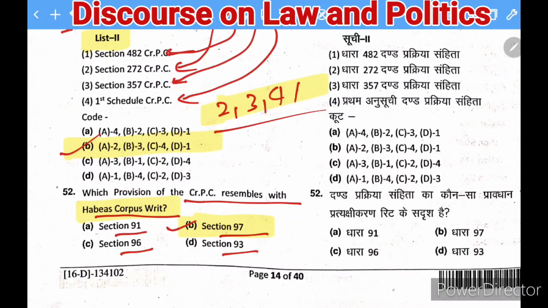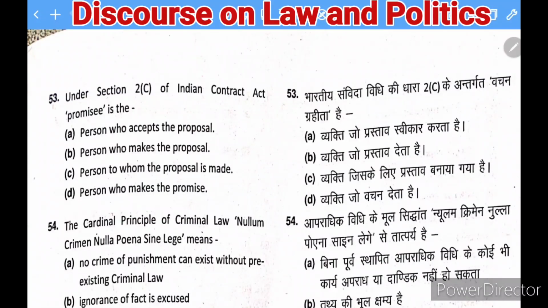Moving to the next question. Now the next question is with respect to section 2(c) of the Indian Contract Act, and it is about the definition of the promisee. What is the definition of promisee? The options: the person who accepts the proposal, the person who makes the proposal, the person to whom the proposal is made, a person who makes the promise. Promisee is the person who accepts the promise. So the answer to this question is A. A is the correct option.